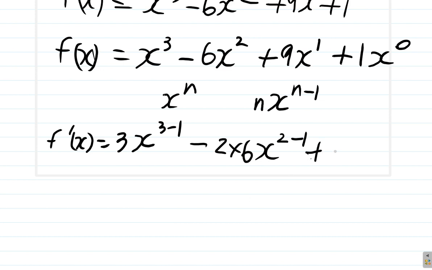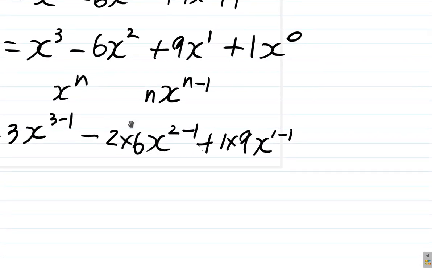Then plus multiply by 1 times 9x raised to the power of 1 minus 1. And then with the 1x to the power 0, it really amounts to plus, you multiply by the power 0, put the 0 in front, multiply 0 times 1, x raised to the power of, and subtract 1 from the old power to get a new power.